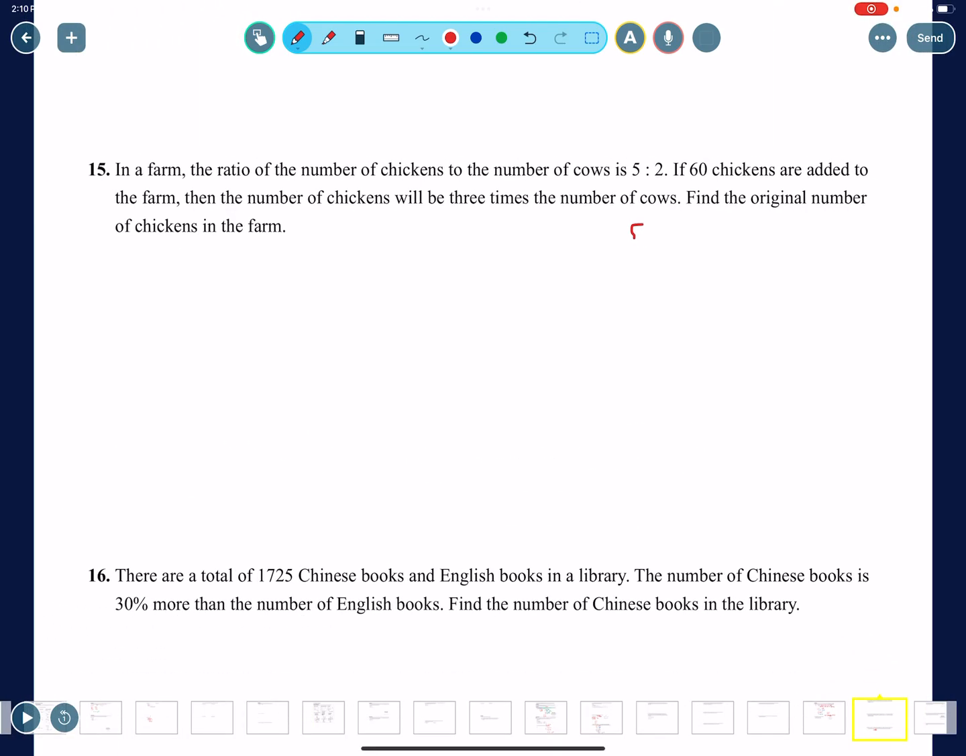For ratio though, the ratio of the number of chickens to cows is 5 to 2. If 60 chickens are added, then the number of chickens will be 3 times the number of cows. Okay, this one is quite complicated. Let X be chickens. You're supposed to write in sentence, huh? I'm just saving time for the video. Y equals cows.